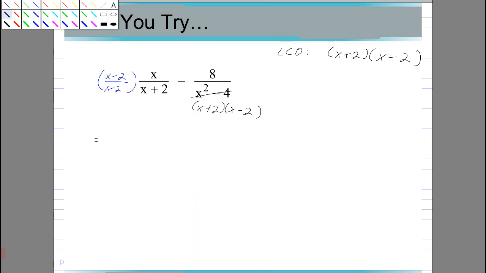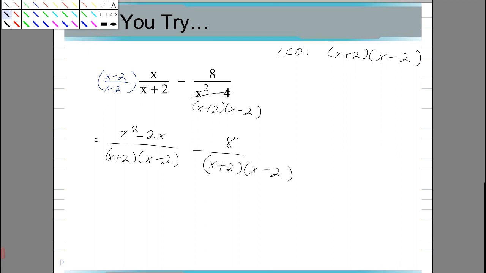Okay, so that gives me an x squared minus 2x over x plus 2, x minus 2, minus 8 over x plus 2, x minus 2. Combine those because they have the same denominator. It's x squared minus 2x minus 8.